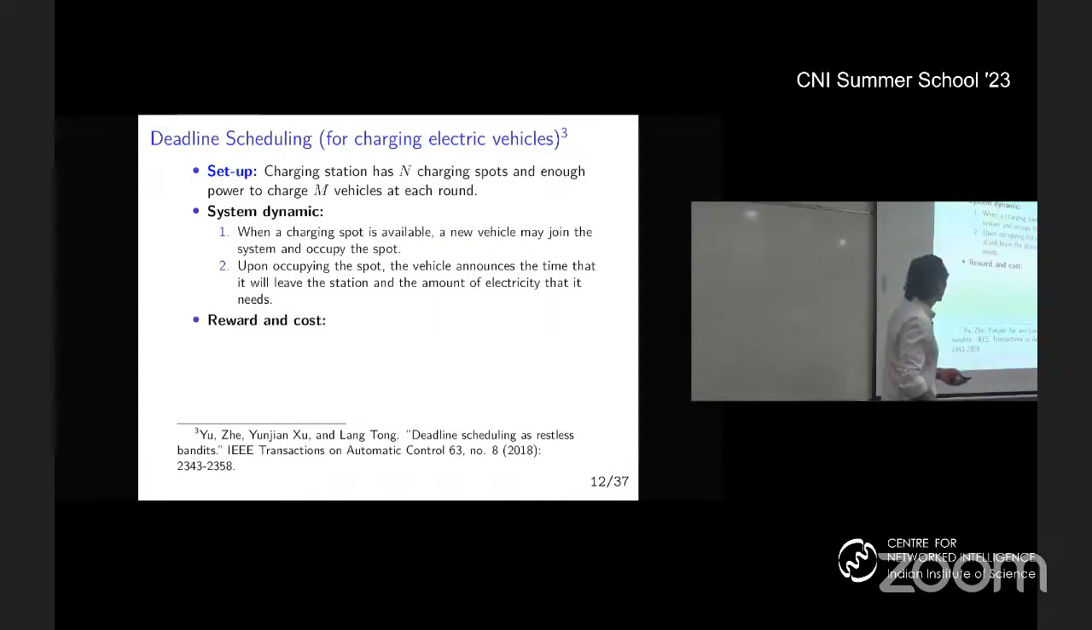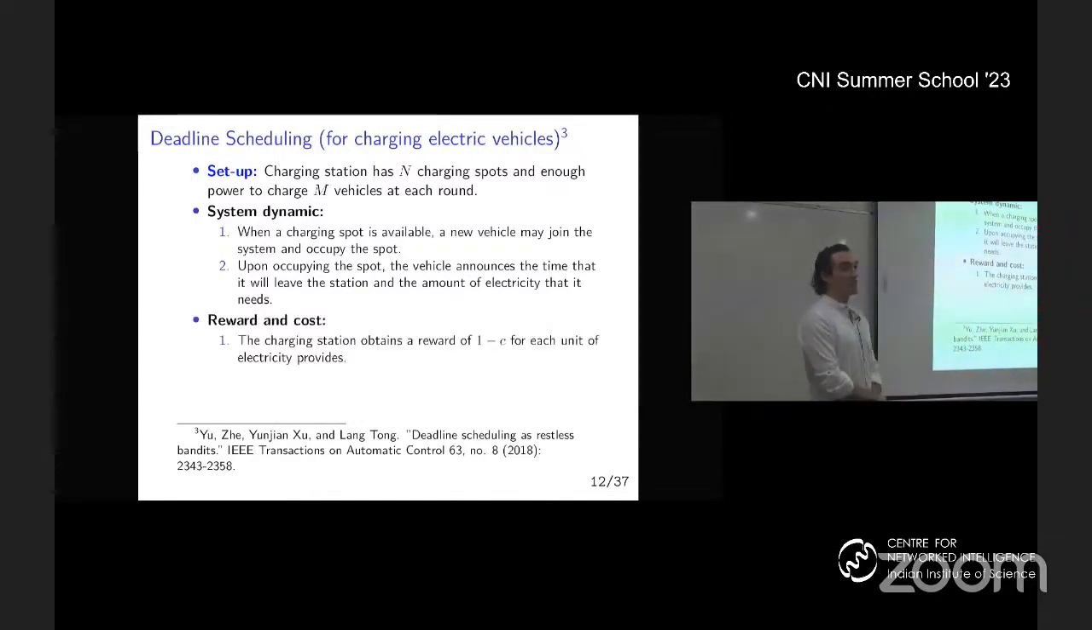Okay. So what is the reward and the cost in this case? You assume that the charging station obtains a reward of 1 minus C for each unit of electricity provided to the vehicles. Okay, so basically each time I'm able to improve a bit, for example, give electricity, or when we talk about machine learning, train a bit better my network, we give a reward. It's not great, but we have to design this reward.